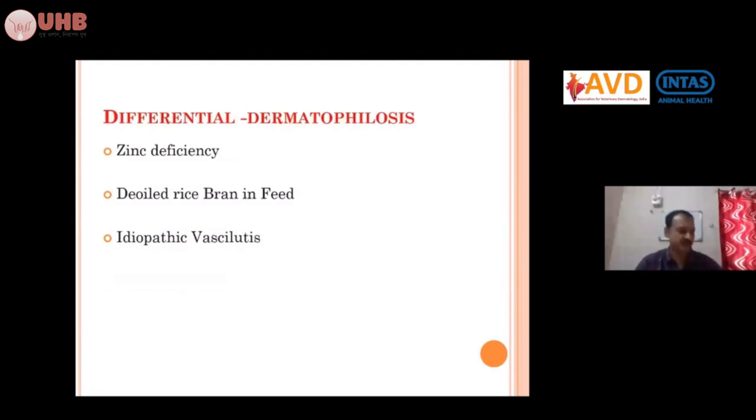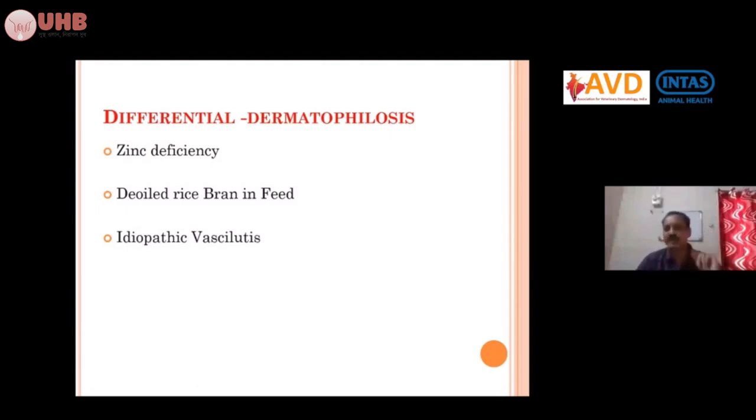The differential diagnosis of dermatophilosis includes zinc deficiency, the use of de-oiled rice bran in the feed, and idiopathic vasculitis. We have to keep these in mind. Sometimes my friends discuss that they treated a dermatophilosis case for 10 days with streptopenicillin and other external applications, with no response at all. In a farm, more than 20 or 30 animals were affected with the same type of lesions. In non-responding cases, you have to think about feed.